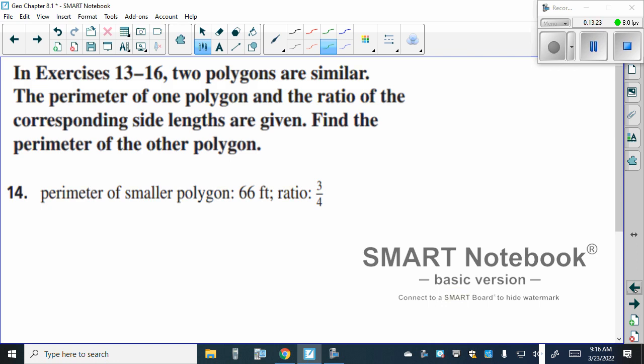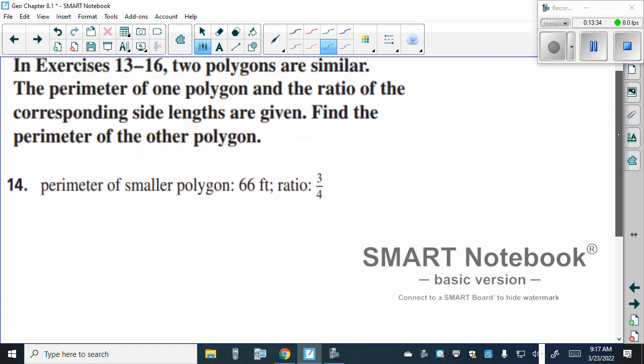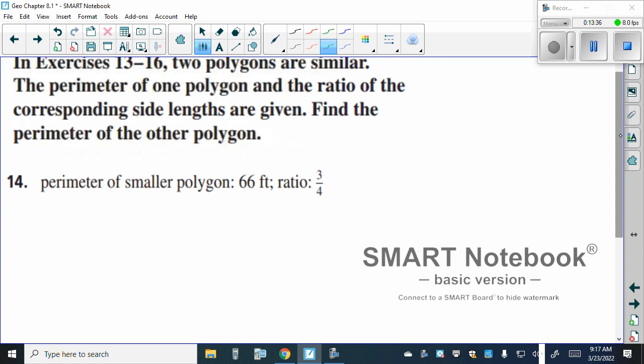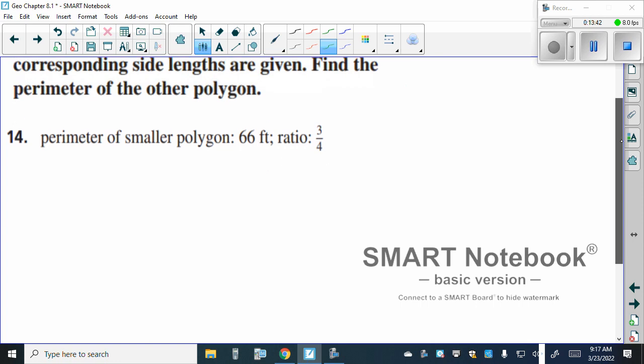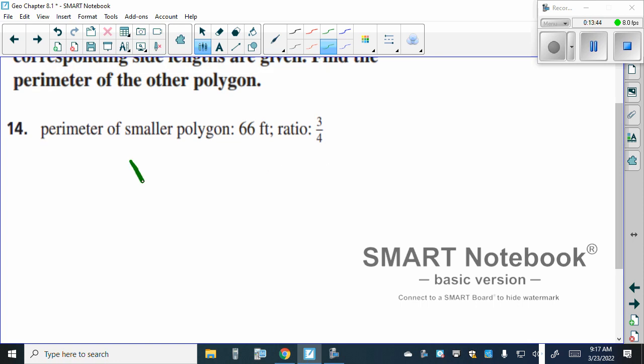Now, careful on these here because they gave us the ratio, yes? I want to look at both of these here before we move on because this might trip someone up. Two polygons are similar, the perimeter of one polygon and the ratio of the corresponding side lengths are given. Find the perimeter of the other. So here, we're wanting to find the perimeter of one over what? 66, yes? Are we finding the smaller perimeter or the bigger? What did they give us? Perimeter of the smaller, yes?